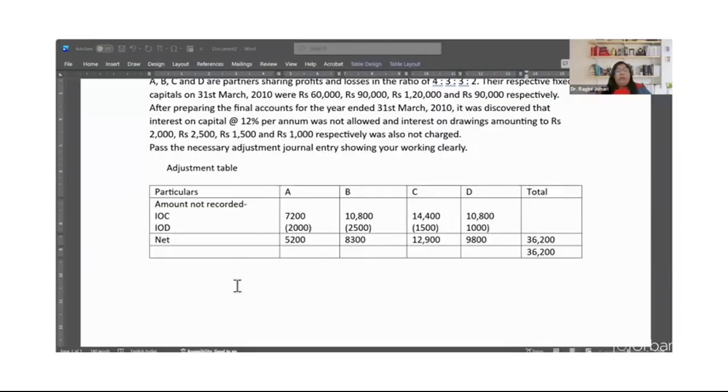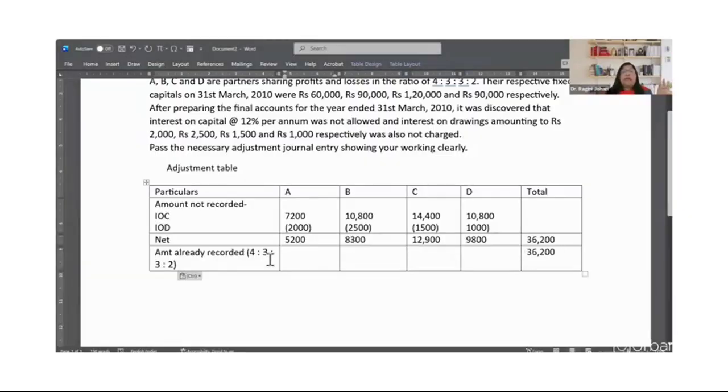So we can write the next one: amount already recorded, in what ratio? This amount is, as I said, already recorded in their profit sharing ratio. Now, how do we divide this ratio?